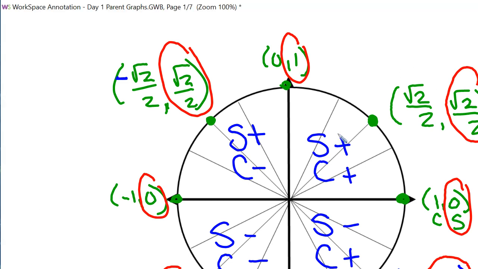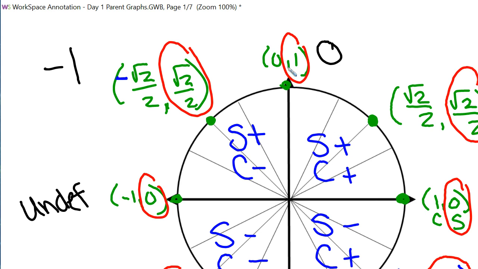Starting at 0. What's 1 divided by 0? Undefined. Cosine divided by sine. So this would be square root of 2 over 2 divided by square root of 2 over 2, which is 1. This would be 0 divided by 1, which is 0. This next one would be negative square root of 2 over 2 divided by square root of 2 over 2, which is negative 1. This one would be negative 1 divided by 0, which is undefined. And when I divide these two, what do I get? Positive 1. And cosine divided by sine. So 0 divided by negative 1 would be 0. And when I divide these two, I get negative 1.